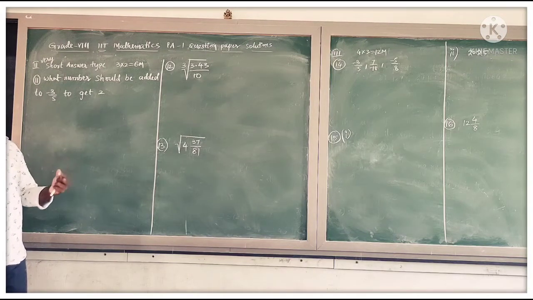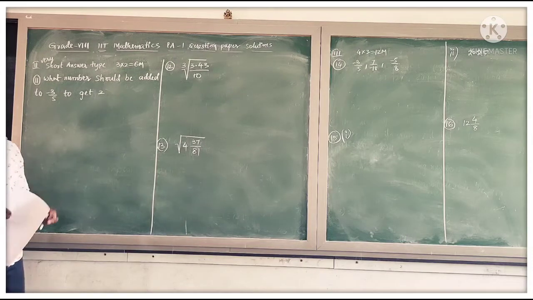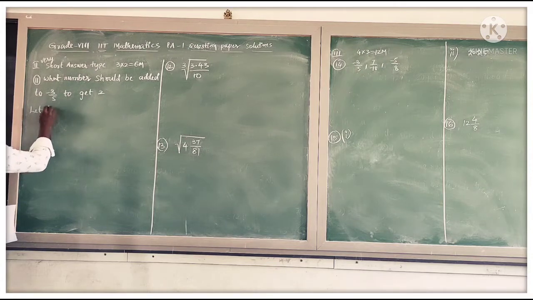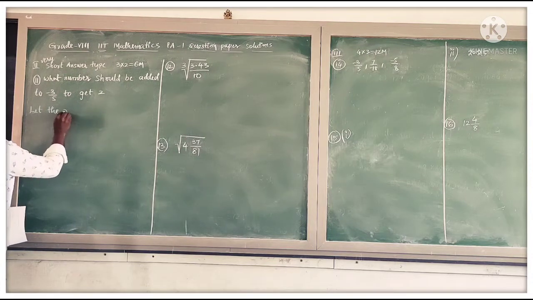How are we getting that 6? 10 minus 4. Here we don't know the required number, so let the required number be x.